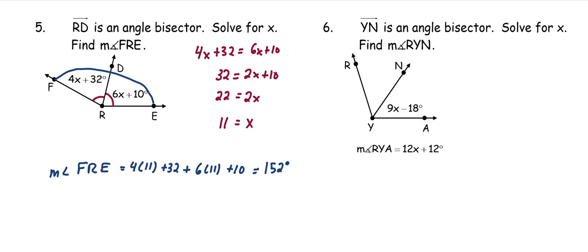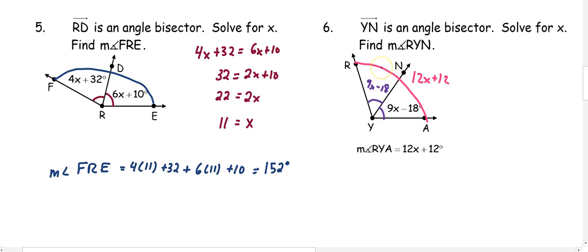Number 6, YN is an angle bisector. So again, our angles are cut into two congruent pieces. Solve for x. So this time you're only given half of your angle, and we're given that the whole angle is 12x plus 12. Remember, if we have an angle cut in half that's congruent, this piece is also 9x minus 18.